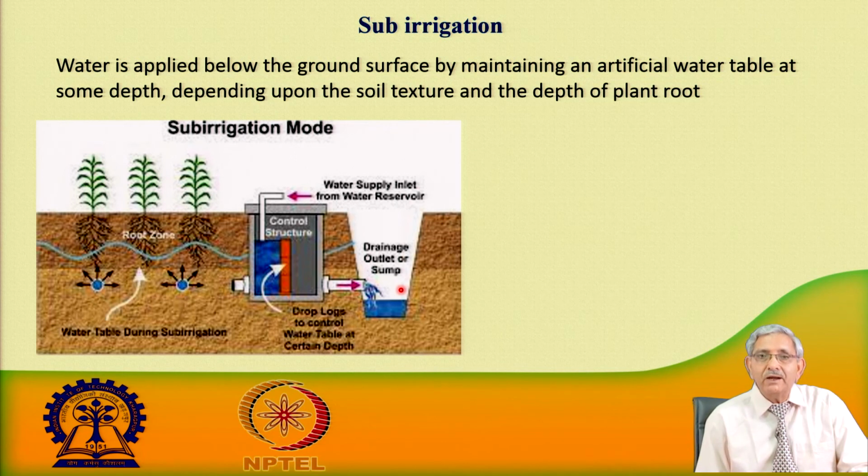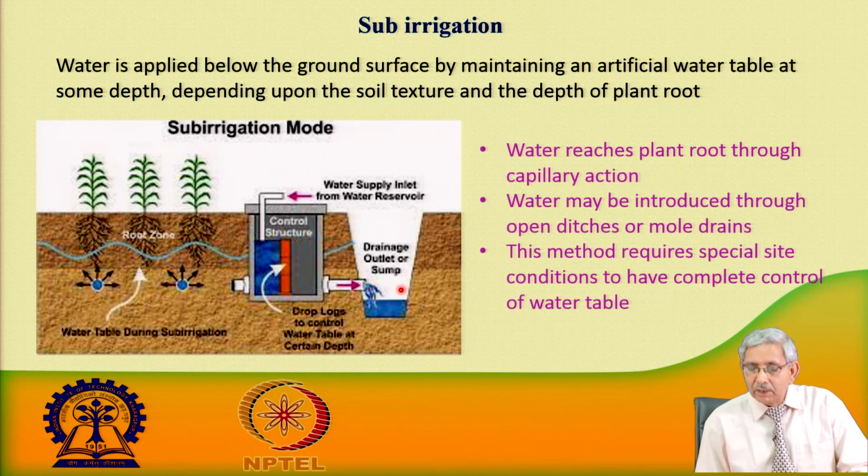These are very special kinds of situations, and such situations exist in natural conditions in our country. Water reaches the plant root through capillary action, and water may be introduced through open ditches or mole drainage systems. This method requires a special site condition to have complete control on the water table.